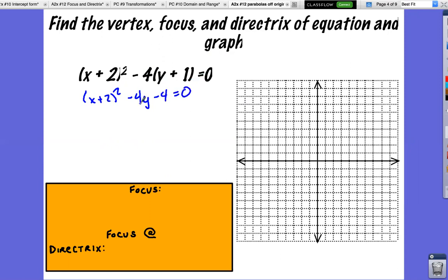If I want to solve for y, I'm going to add 4y to both sides. Divide everything by 4. When I do that, here's what I get.